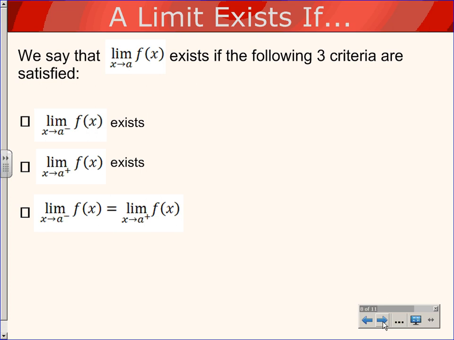Very important definition. Make sure you got this written down. You will need this. We say that a limit exists if the following three criteria are met. The first one there says the limit as x approaches a, right there, but it's got that little negative written above it. The way we would read that is we would say the limit as x approaches a from the left.